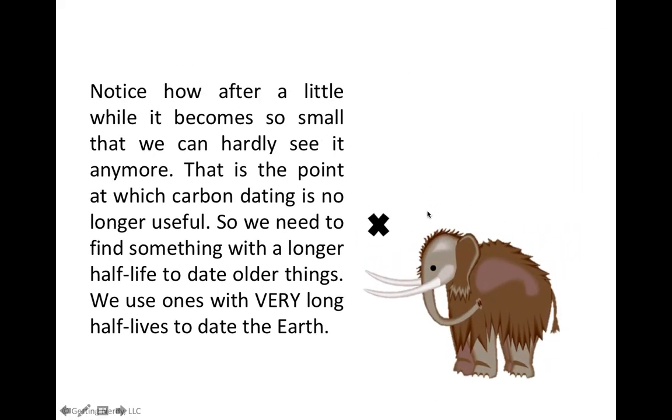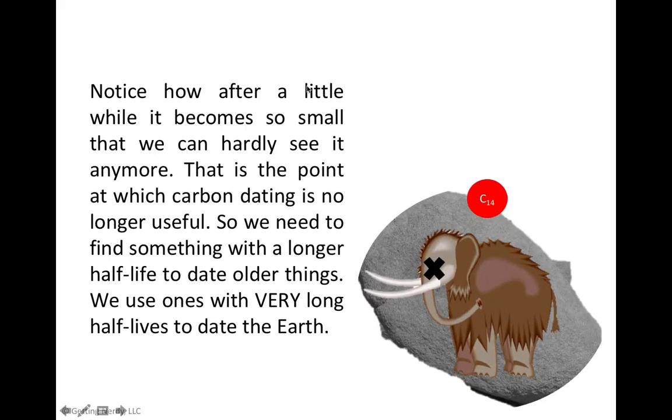So what I want to end on here is notice how after a little while, it becomes so small that we can hardly even see it anymore. So when you're making all of these little boxes or these little dots, they get so tiny and you barely have anything left. So that is the point at which carbon dating is no longer useful, and that happens a lot. So we need to find something with a longer half-life to date older things. And those were some of those examples earlier, like uranium, plutonium. We use ones with very long half-lives to date the Earth.